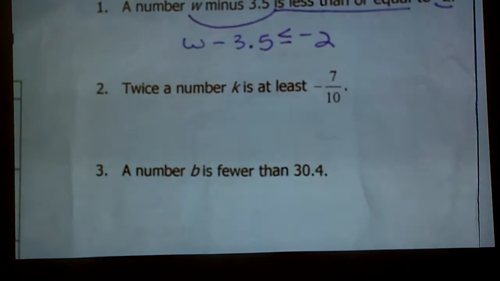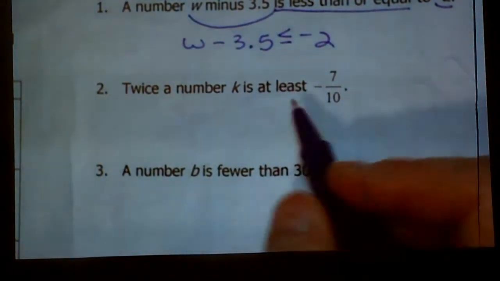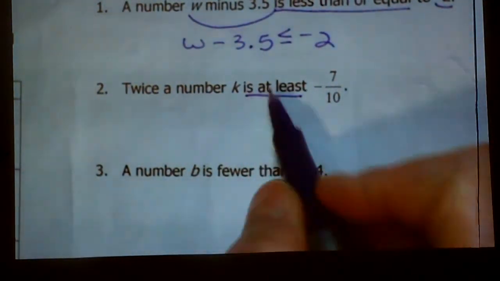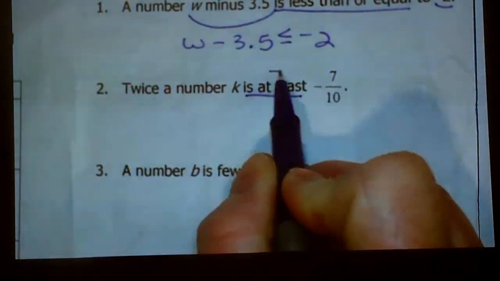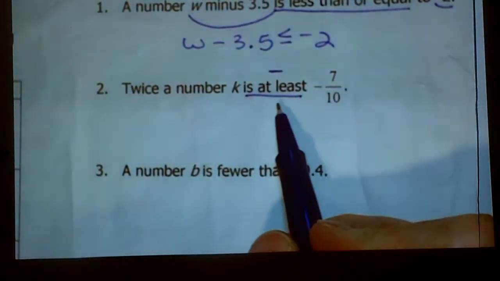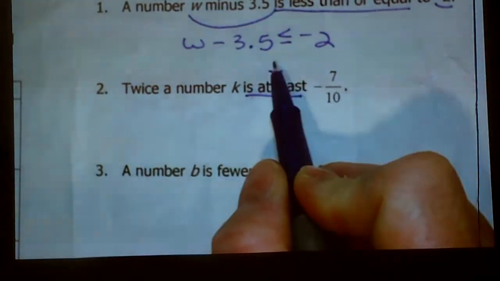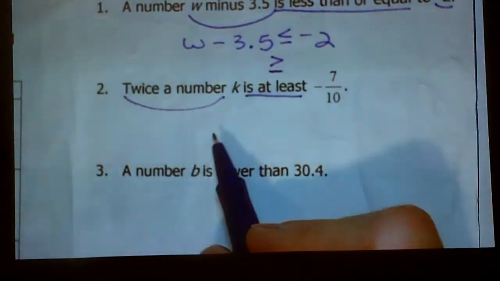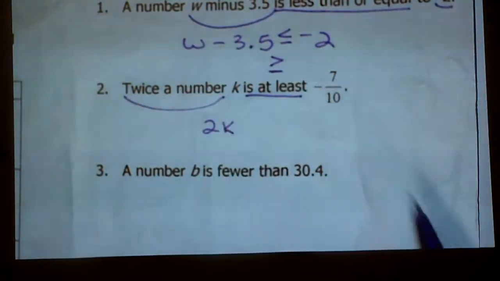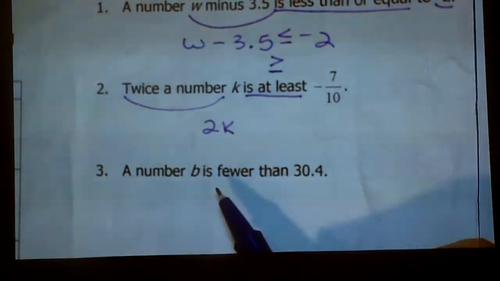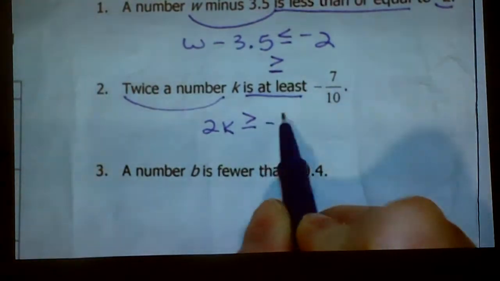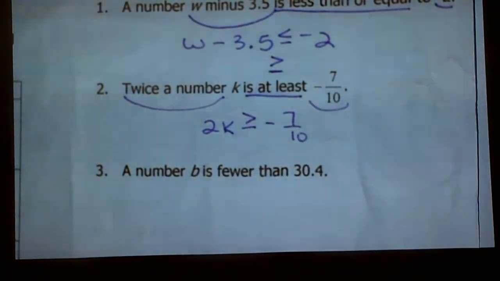Alright, number 2, twice a number k is at least negative 7/10. Alright, if you look at is at least over on your chart, is at least means that it can be equal to that, but that's the lowest it can be. So it means it's going to be greater than or equal to that amount. So twice a number k, twice a number means 2 times. And I don't want you to put the multiplication symbol, just write the number next to the letter like you always have done. And that's greater than or equal to negative 7/10 is what follows.